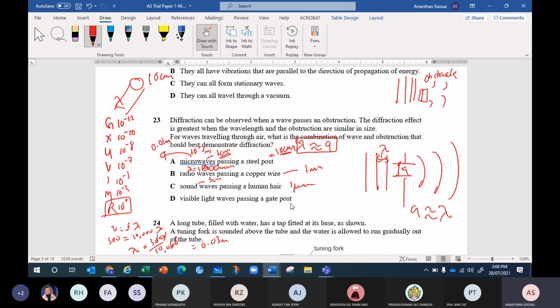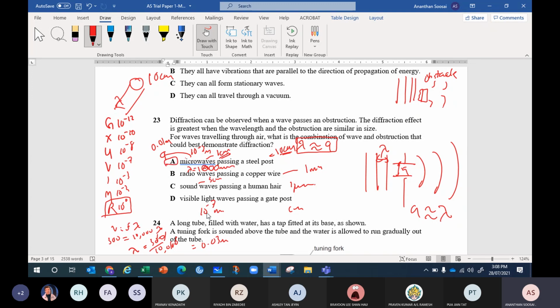Visible light passing a gate post. Visible light is 10 power of negative 7 meter. Gate post is quite in centimeter. So I think this also is quite big. Negative 7 meter, 1 centimeter. 3 centimeter, 1 micrometer. 1000 millimeter, 1 millimeter. 1 centimeter, 10 centimeter. So which is like lambda about the same as A? I think I go for A.